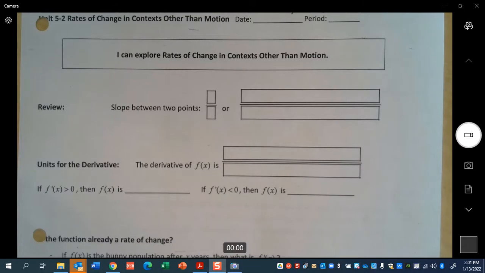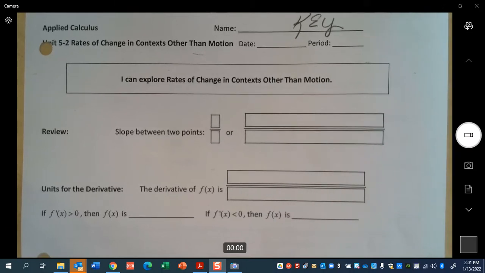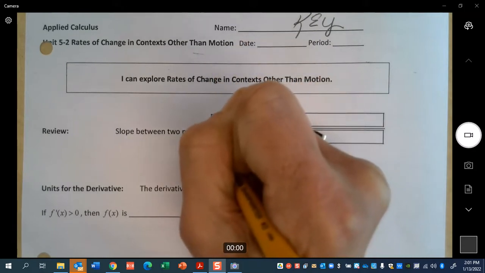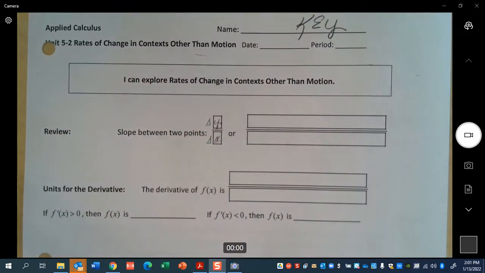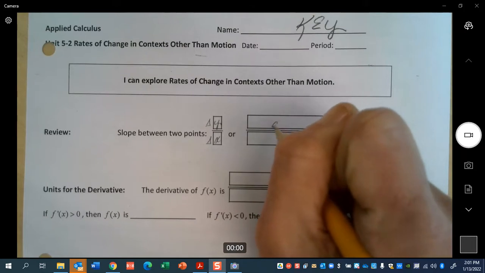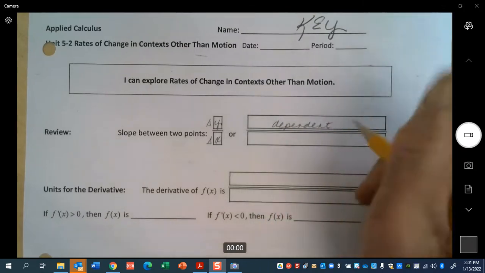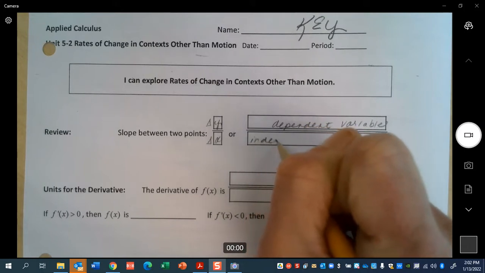All right, so looking at today's notes, we're going to talk about rates of change in contexts other than motion. You know the slope between 2 points is your change in your y values compared to your change in your x values. I would like for you to get used to that concept of this being our dependent variable, and here's our independent.